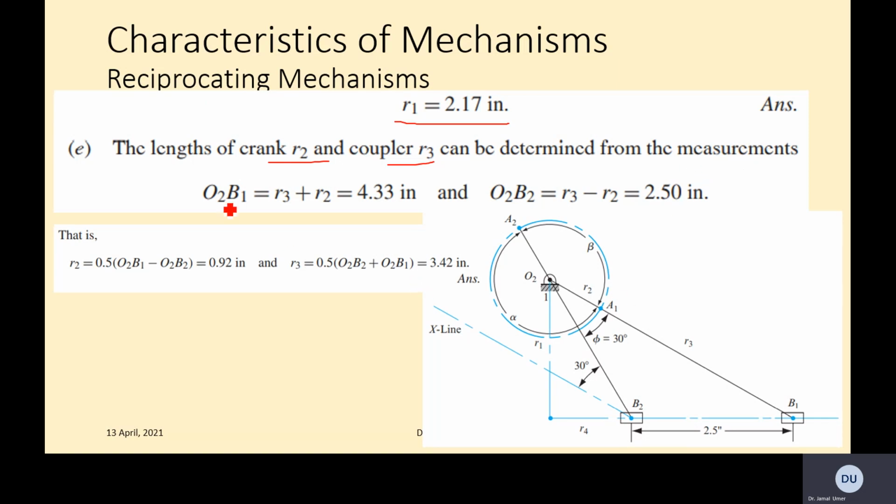The next is that the lengths of crank R2 and coupler R3 can be determined by measurement. These things can be measured as well. For example, O2B1, from O2 to B1, this distance is basically R3 plus R2. This is R2 from here to here, and this is R3. So the total distance we can measure is 4.33, which is the sum of R2 and R3. And then O2 to B2, from here to here, you can measure directly, and it should be equal to R3 minus R2, which is 2.5 inch. So 2.5 inch is measured experimentally.